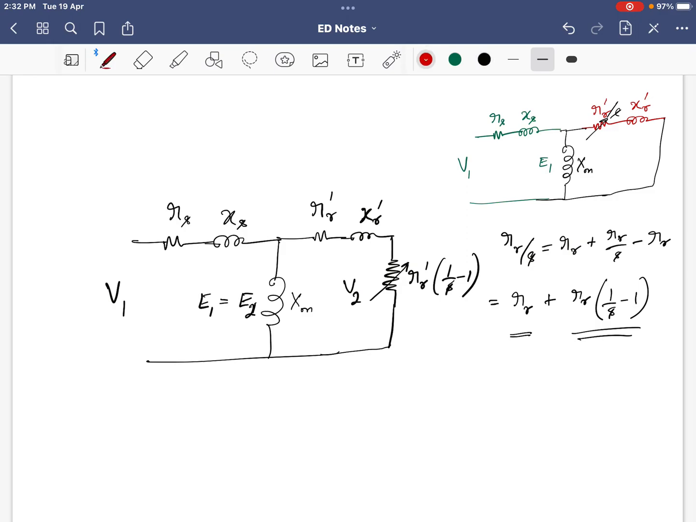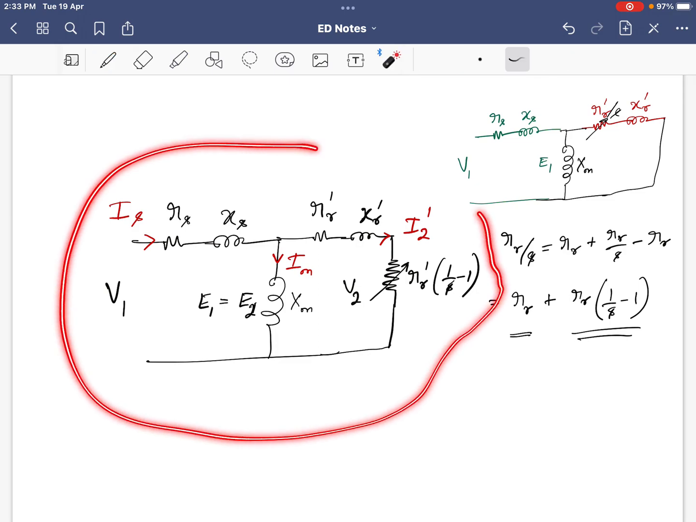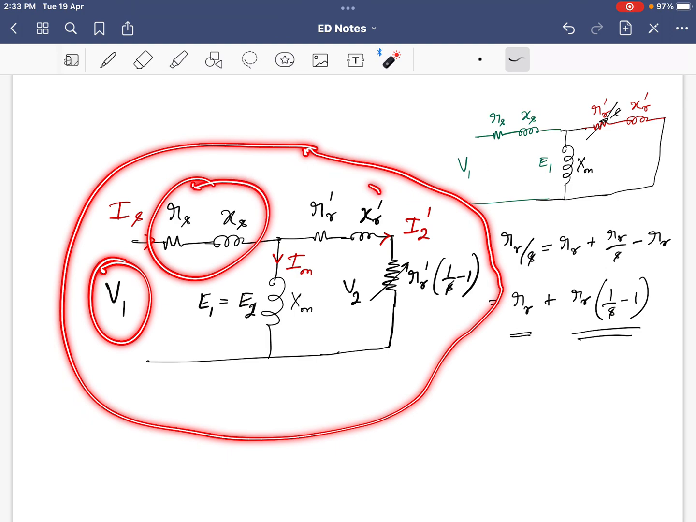Next, the current going to the load is I2, and since it is representing the primary side, I2 dash. The current going to the magnetizing branch is Im, and the supply current is Is. Now we have the equivalent circuit of the three-phase induction motor. This is a per phase equivalent circuit, where all the quantities starting from V1, resistance, reactance, are per phase quantities.